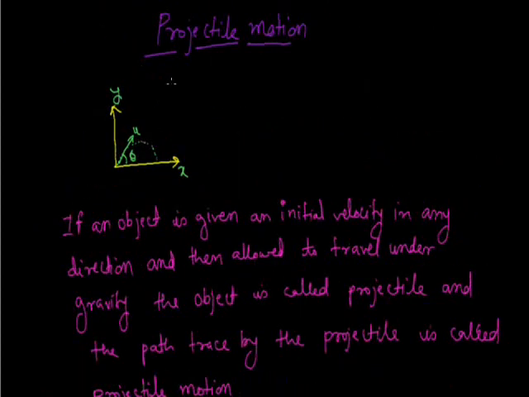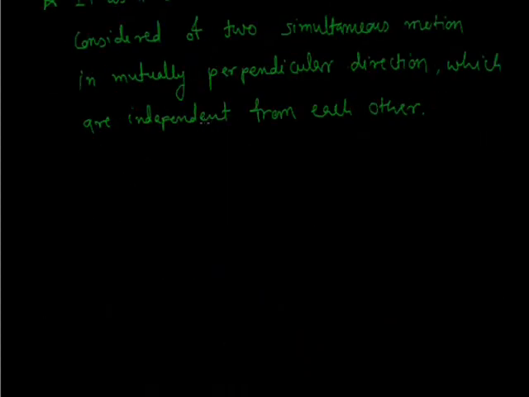In horizontal direction, when I throw an object, I apply some force, and this force is known as contact force. And this force is applied for a short time. That's why in horizontal direction, acceleration will be zero.